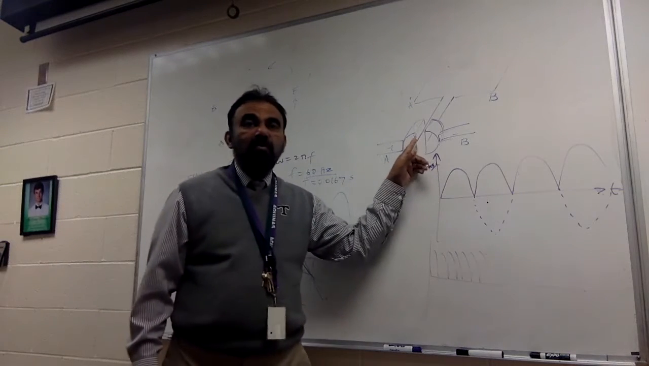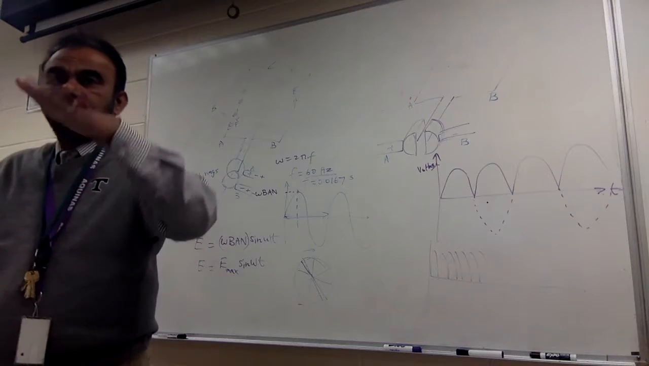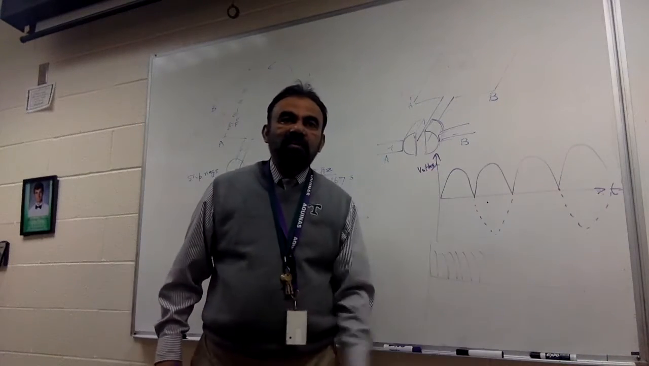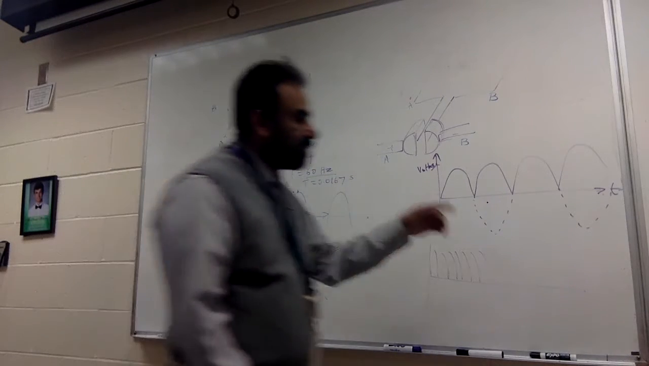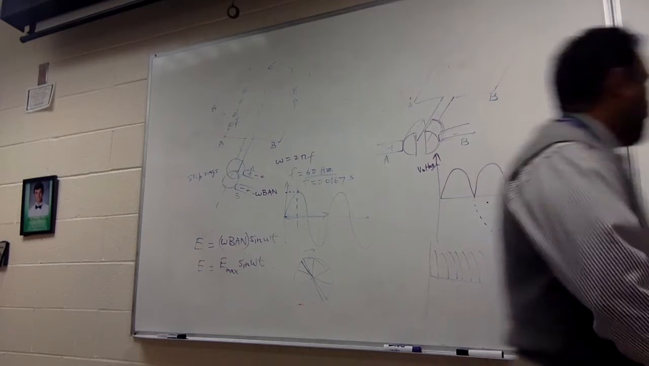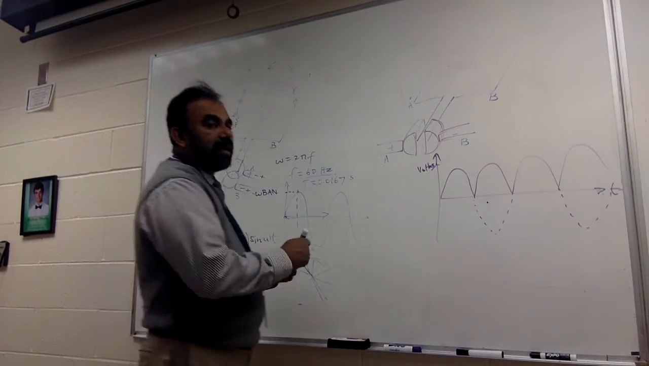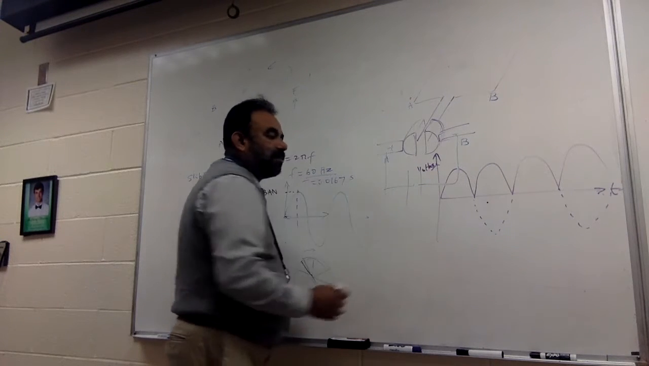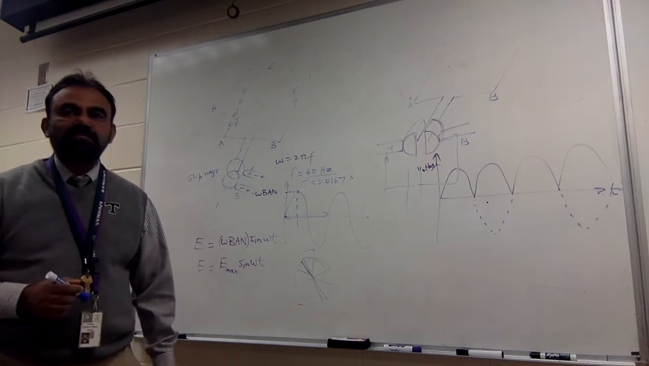So what happens if you have more commutators? It actually gets like this, but still it is fluctuating. It is not steady. You can see that this is not steady. And to make it steady, what we do is we connect a capacitor across this. A big capacitor.